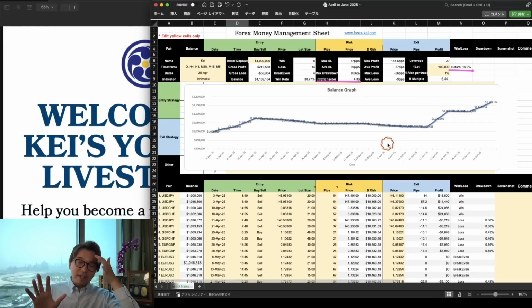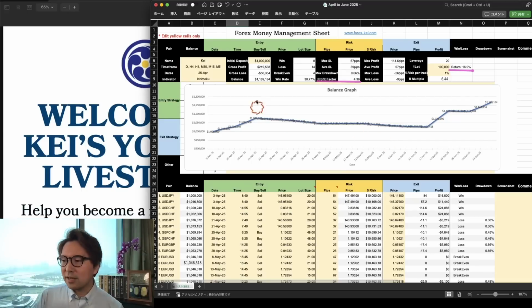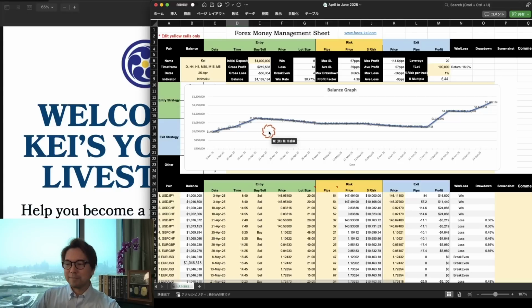Don't focus on the how-much part. In this spreadsheet there are some dollar numbers, but please don't focus on those. Only focus on the ratio part. The goal for traders to be able to trade in the long term is to have a bullish N wave on the graph.